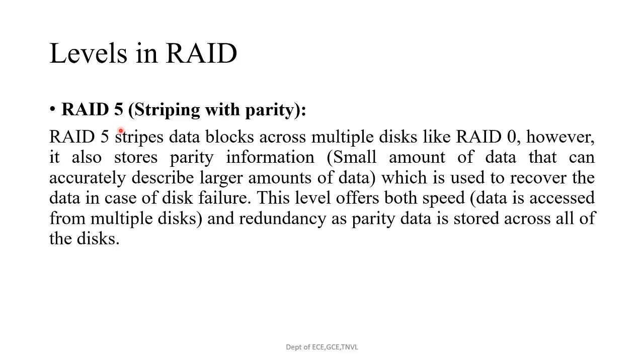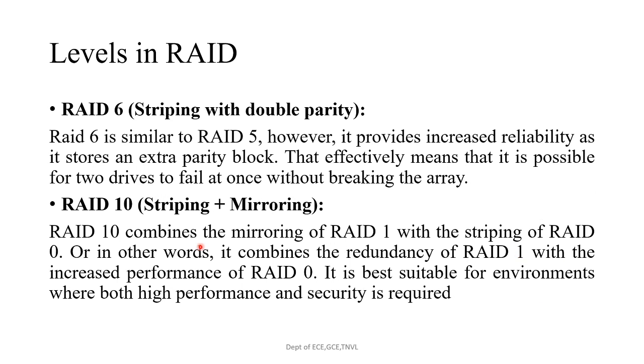This is RAID 5, that is striping with parity. RAID 5 stripes data blocks across multiple disks like RAID 0. However, it also stores parity information, which is used to recover the data in case of disk failure. This level offers both speed and redundancy as parity data is stored across all of the disks.